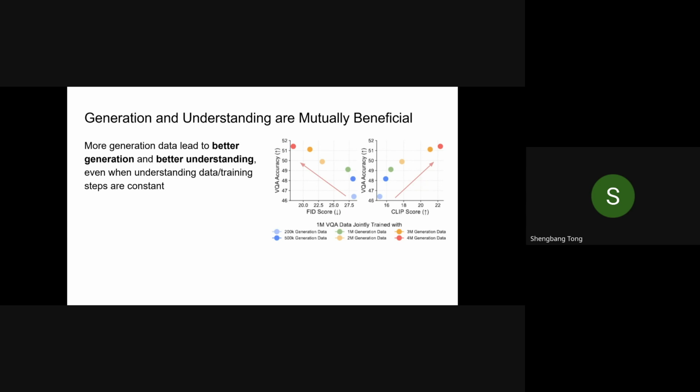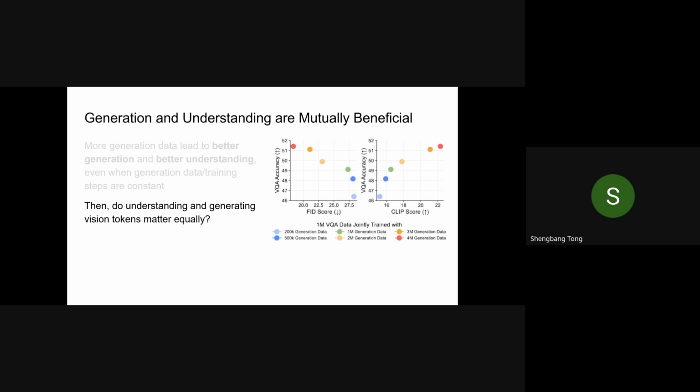So going from blue to red, what we observe is that with more generation data, the FID score decreases, which means you have a better FID score. And the clip score increases, which means the image text alignment of the generated images is better. And simultaneously, we also observe that it brings better understanding, or better VQA score, even when the understanding data and the training steps are constant in this case.